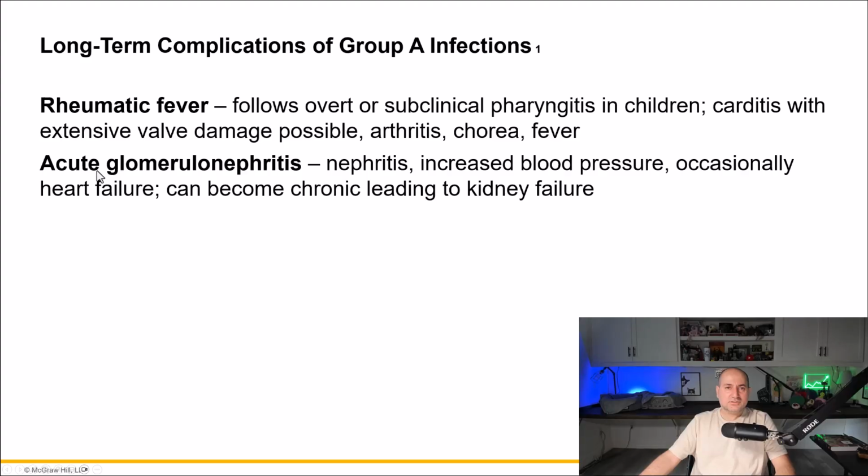And again, another long-term complication of group A infections is acute glomerulonephritis, which is a type of nephritis. This is where your kidneys become inflamed and it can lead to kidney failure.